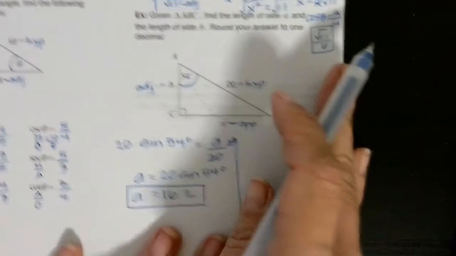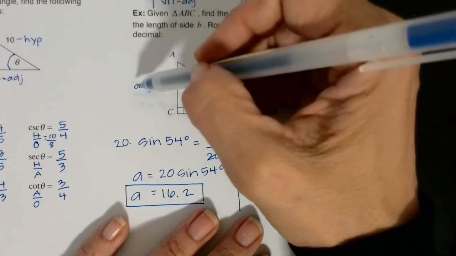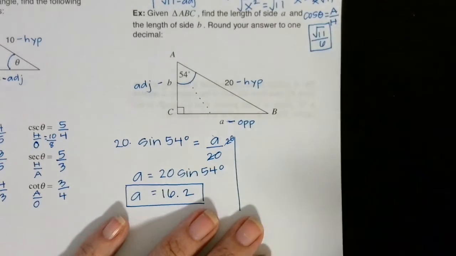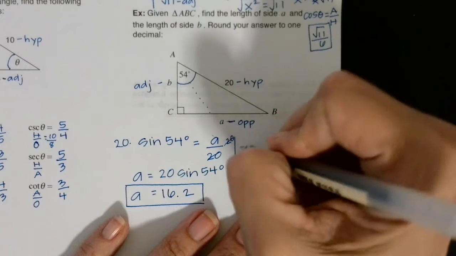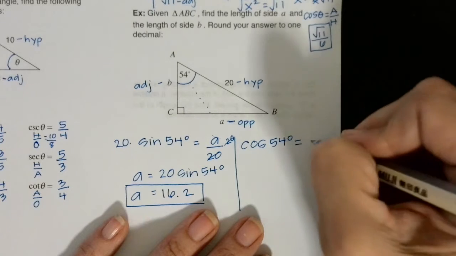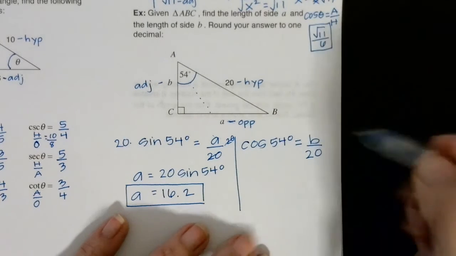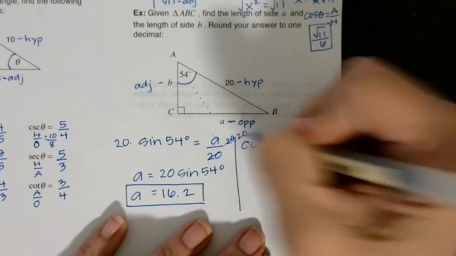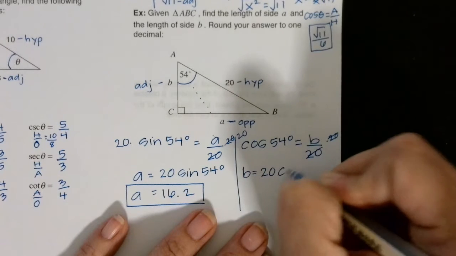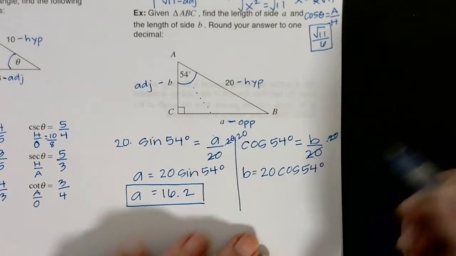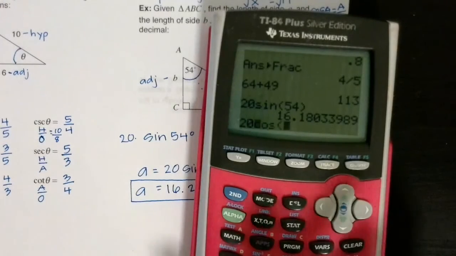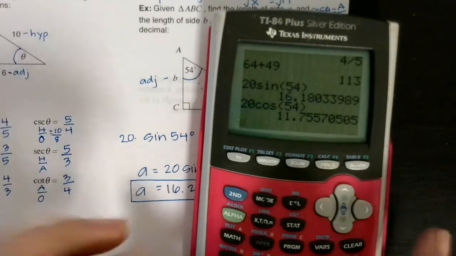It also wants us to find the length of side B. So with respect to this 54-degree angle, that's the adjacent over hypotenuse side. So adjacent over hypotenuse would be cosine. It's very similar. Multiply both sides by 20. So we get B equals 20 cosine 54. Make sure your calculator's in degree mode. You plug it in. 20 cosine 54, and we get 11.8.